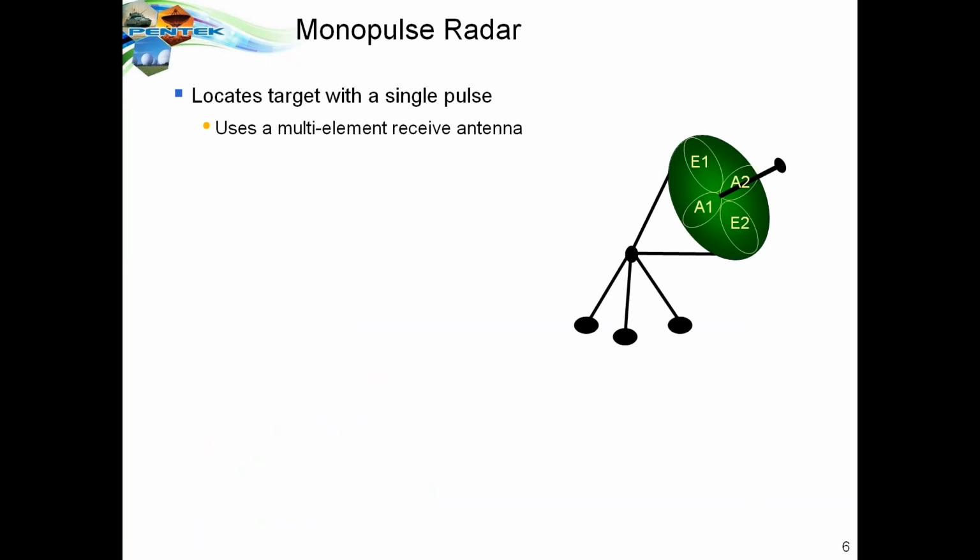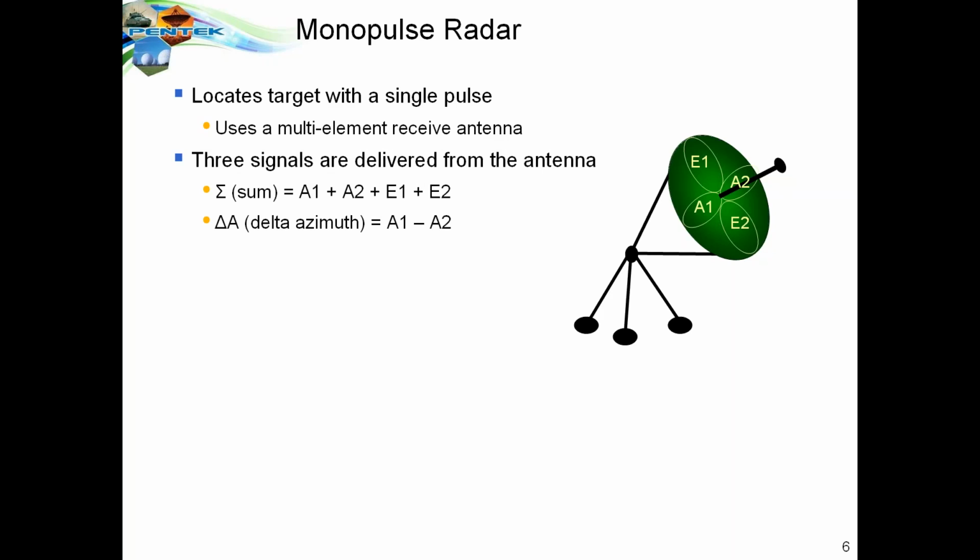The next radar we'll look at is called Monopulse Radar. It locates a target with a single radar pulse, and it uses a multi-element receive antenna. Three signals are delivered from the antenna down to the radar processing system.